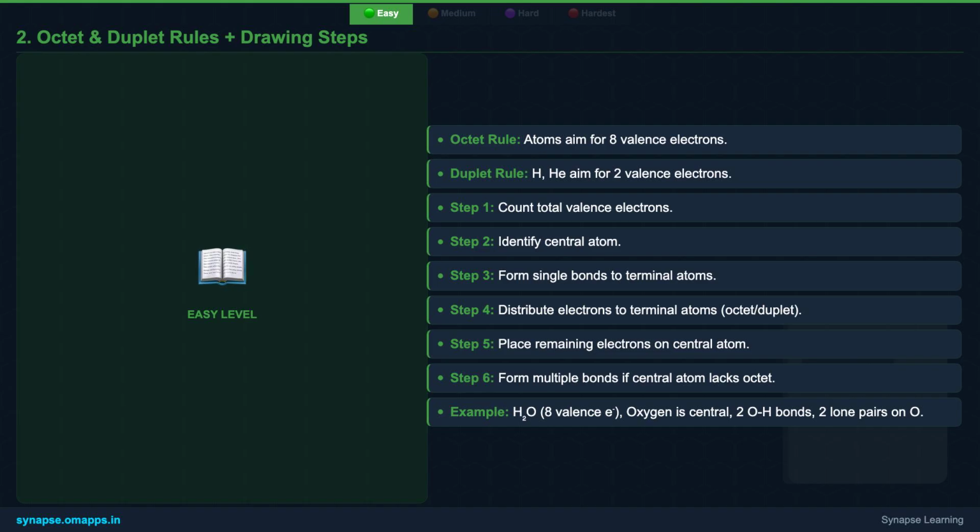We'll also walk through a step-by-step process, starting with counting all available valence electrons, identifying the central atom, forming single bonds, and then distributing the remaining electrons as lone pairs or forming multiple bonds to satisfy everyone's octet. We'll use water as a simple example to illustrate these steps.